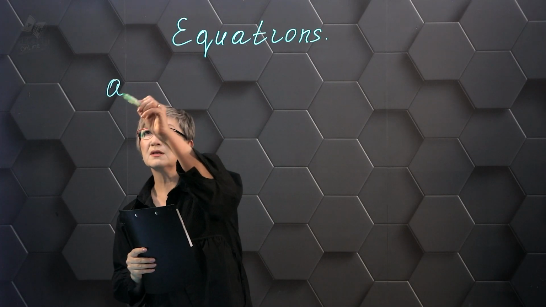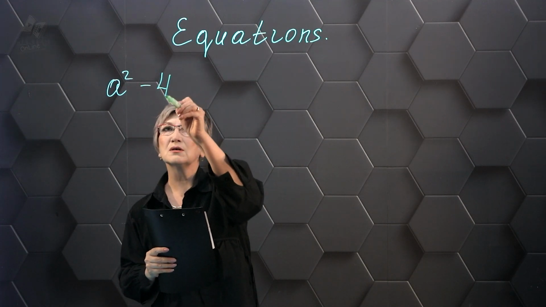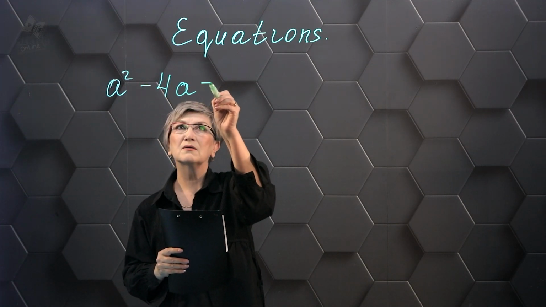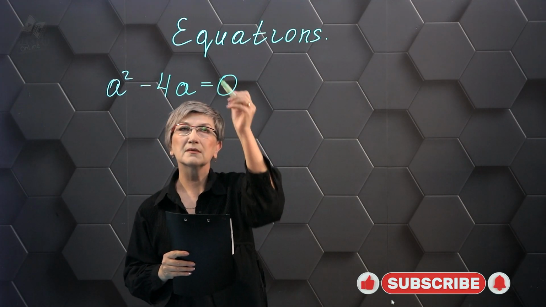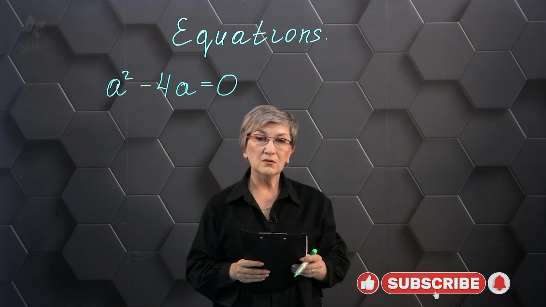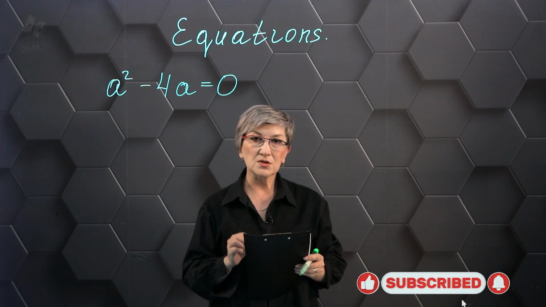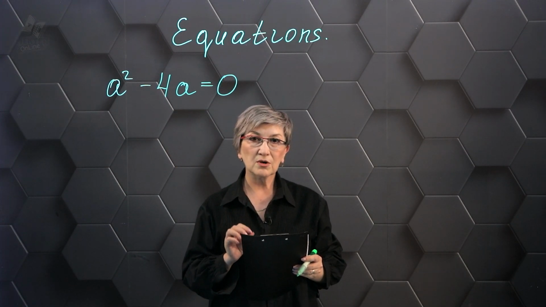Hello, today in class we're going to solve another equation where we'll use the algorithm and the product property. a squared minus 4 times a equals 0. You and I have already used the properties when solving the equation.